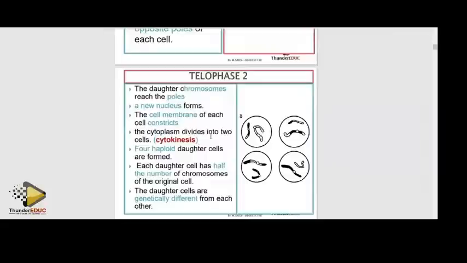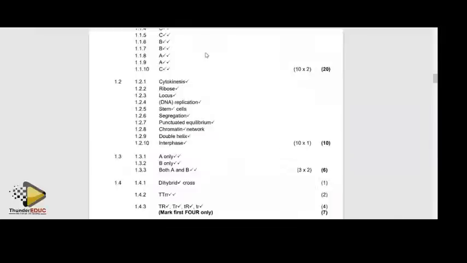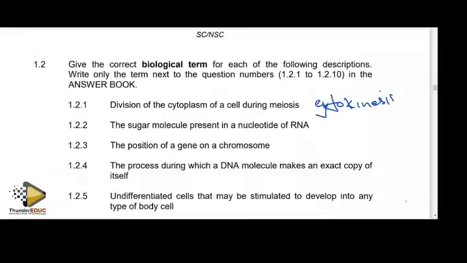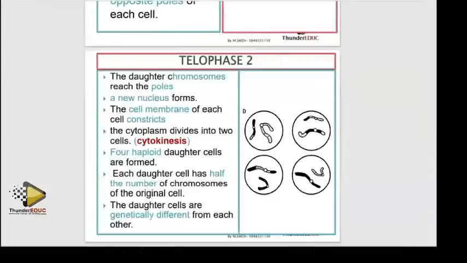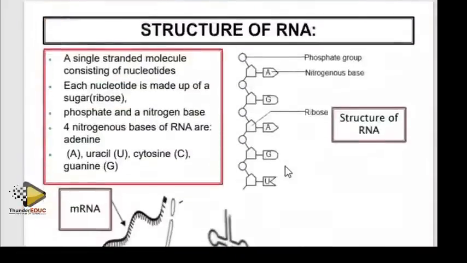So meaning that division of the cytoplasm is called cytokinesis. Here, that's how it is being answered. And then we go to the next question, the sugar molecule present in the nucleotide of RNA. It means that the kind of sugar which is found there is ribose. So where do we find this? We go back to our book on DNA, we're going to find it here.